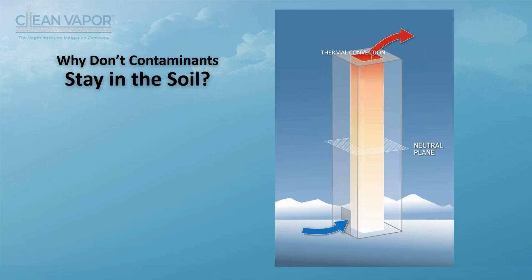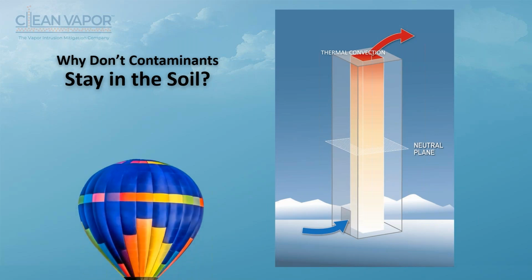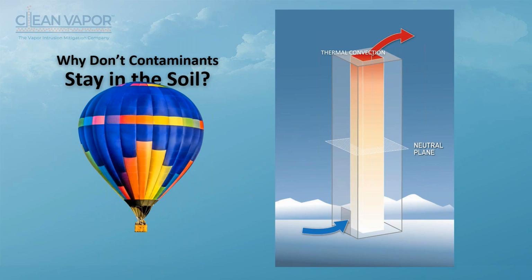So we have all these soil contaminants in the ground. And what's the problem with that? If they stay in the ground, they're not a problem, right? Well, the reality is that buildings are temperature regulated. Most of the time, they're around 70 degrees. And just like the warm air in a hot air balloon pulls that basket up as it rises, the difference between temperature inside a building and outside a building is the largest driver of vapor intrusion.